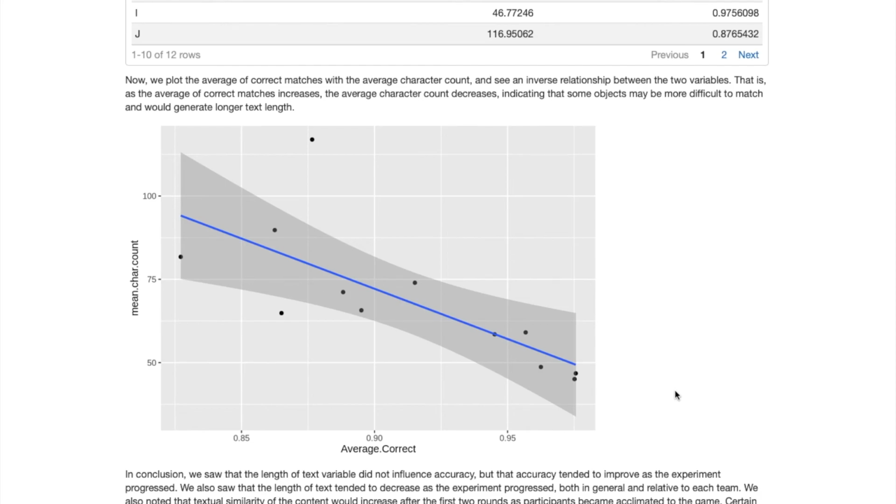Certain objects appear more difficult to match, which also correlated with the length of text, as a greater average of correct matches for an object tended to correspond with a lower average text length. So the overall takeaway about language is that communication tends to improve with practice over time, and that familiarity can shorten the amount of words needed to communicate effectively.